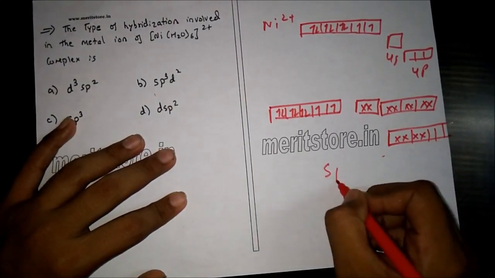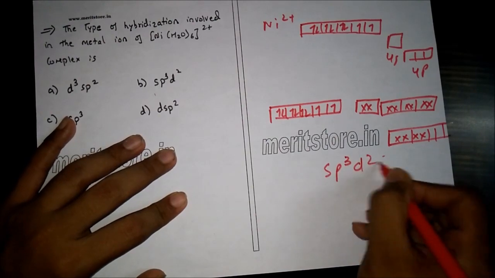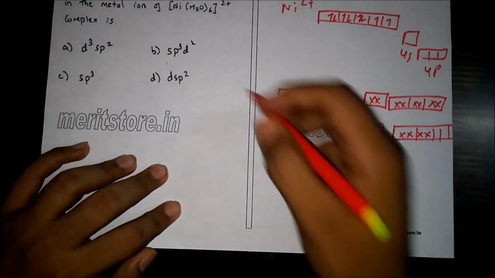Therefore, this hybridization is known as sp3d2 hybridization, which is the correct answer, option B.